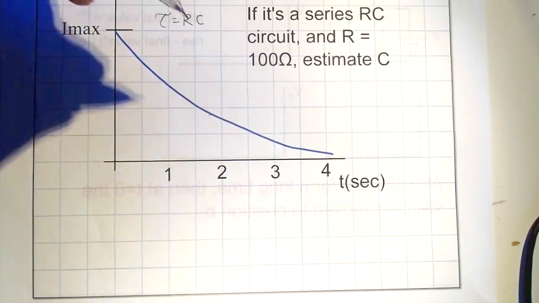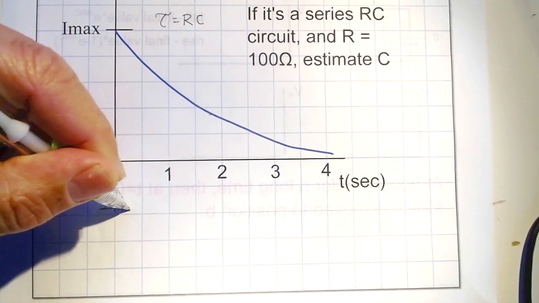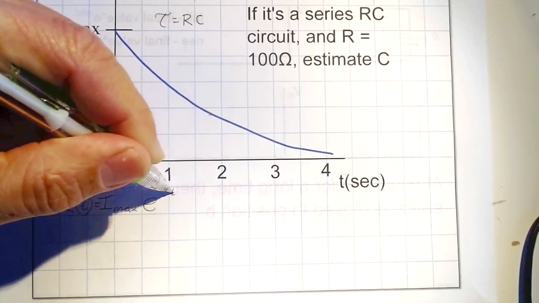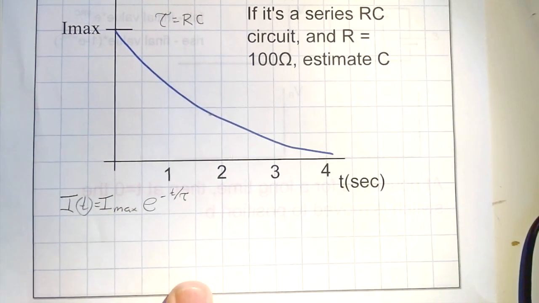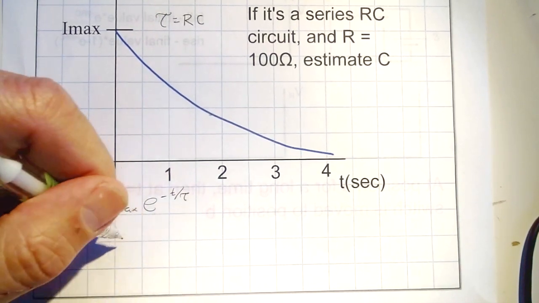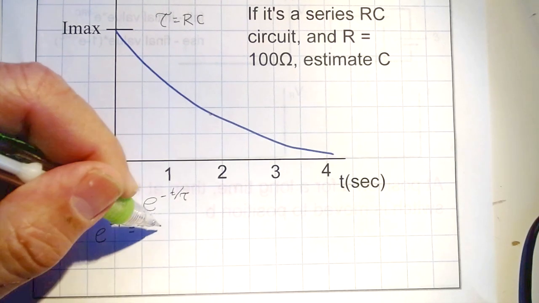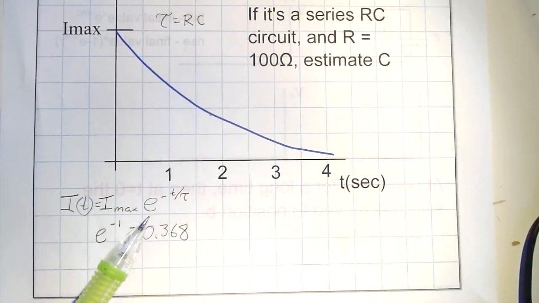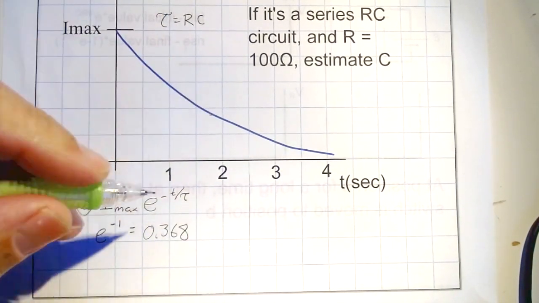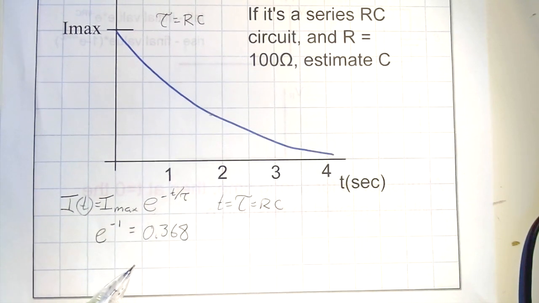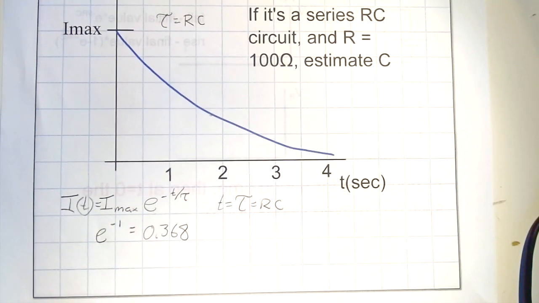And this, of course, the form of this is going to be I max times e to the negative t over tau. And the important thing to do on this estimate C is this concept of e to the negative 1 equals about 0.368. So in other words, in this case, it's going to be the time constant, t equals tau, equals RC. Tau is what we call that time constant. When these two things are equal, it's going to be 36.8% of its initial value.